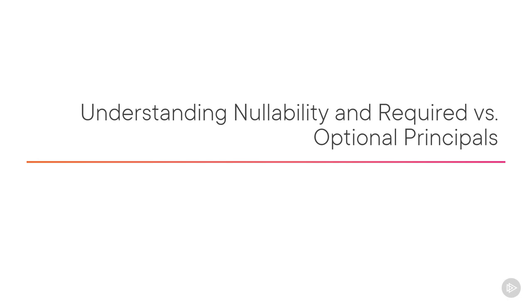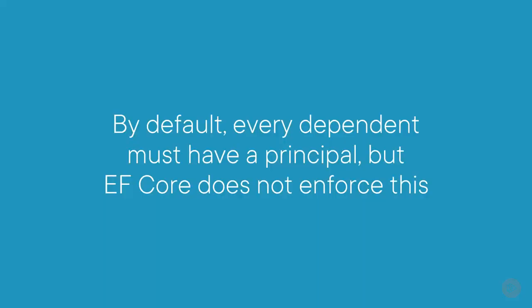There's one last important concept I want to make sure you know about the one-to-many relationships, which is about requiring that every dependent has a principal or allowing that to be an optional relationship. By default, every dependent in the one-to-many relationship must have a principal. In other words, every book must have an author. The database will be modeled to have this constraint, and EF Core won't protect me from forgetting to provide an author or an author ID for the book.